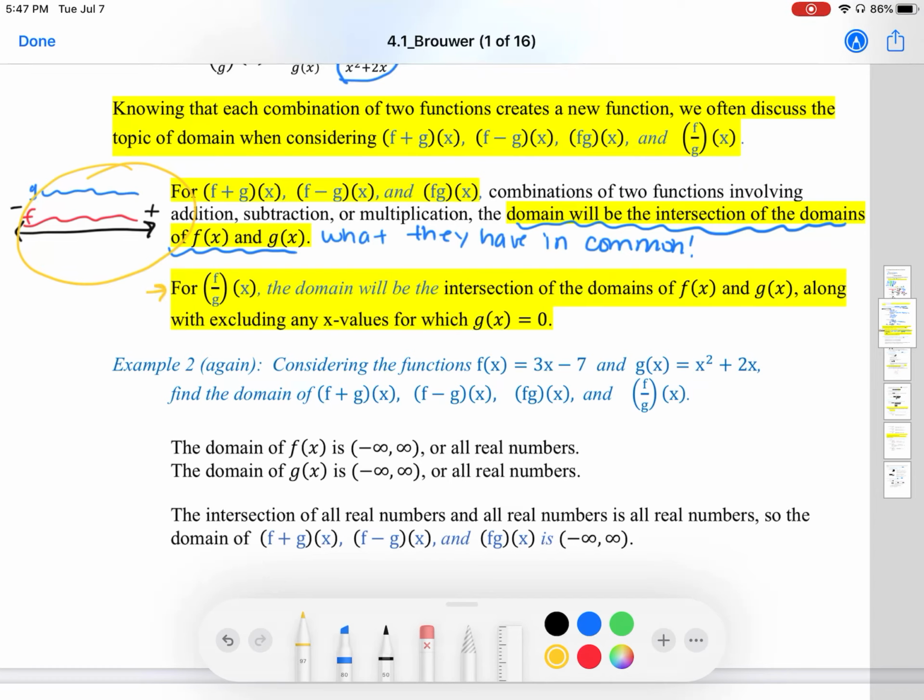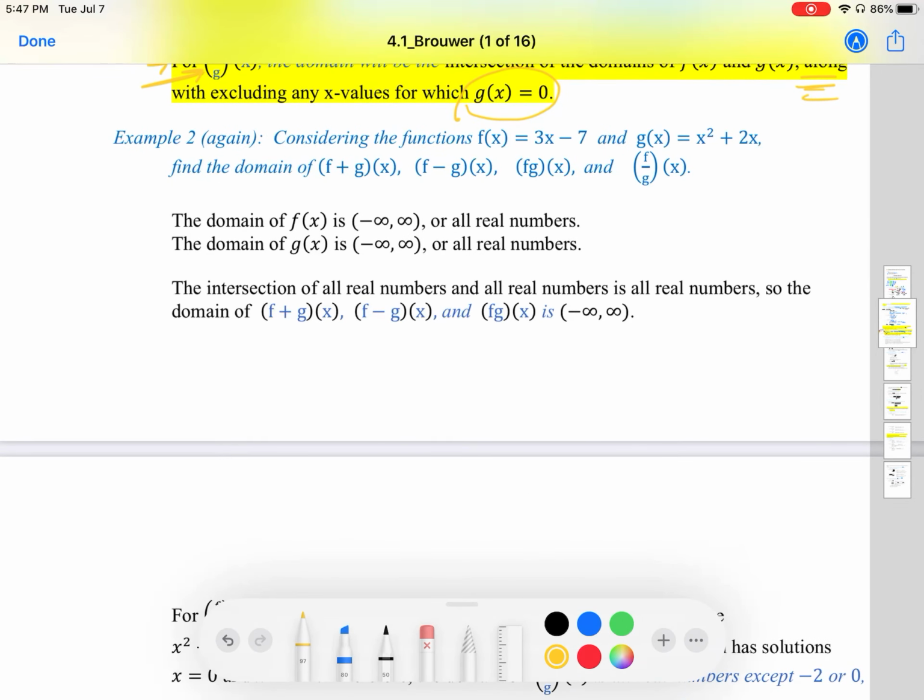Moving forward, for f divided by g, the domain will be the intersection of the domains, so very important, along with any excluding values which make your denominator equal to 0. So let's see, g of x equal to 0 because g is in the bottom. But really, it's the denominator value that plays a large part in this.